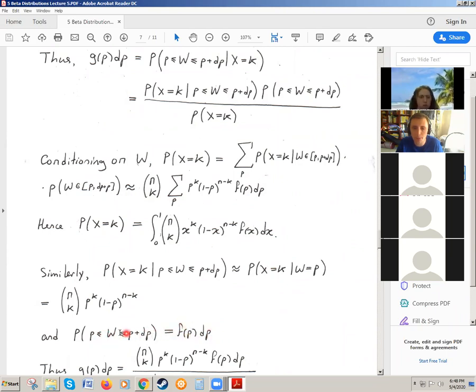Right, that's the prior probability. That's our initial assumption, right? That we assumed the density function for W is this little f. So the probability that W is between P and P plus dP is essentially f of P dP. That's the assumed prior density function, which before you conduct the experiment, we might assume is 1.